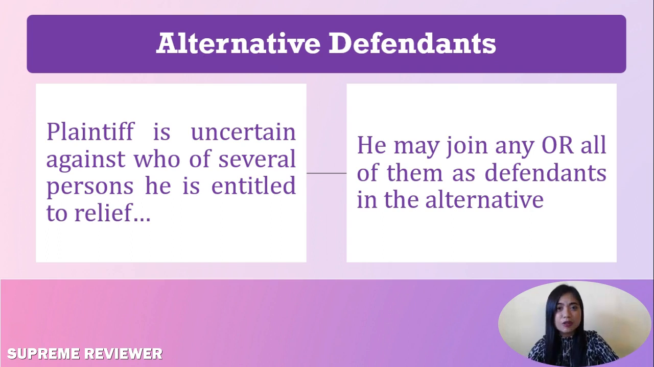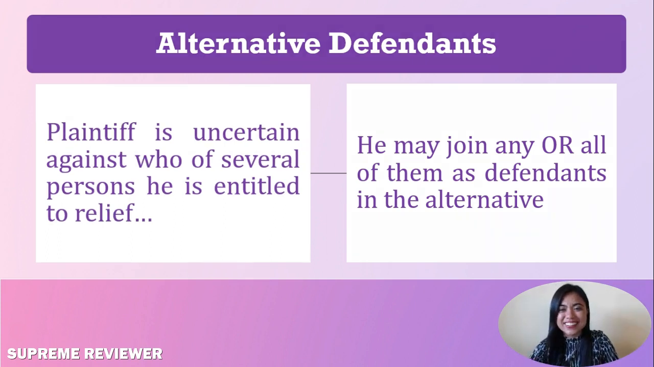So that injured person may file a case against all of the defendants in the alternative, like the driver of the common carrier that he is in, the driver of the other vehicle, the owner of the common carrier that he is in, and the owner of the common carrier of the other vehicle. So that's joining any or all of them as defendants in the alternative, although a right to relief against one may be inconsistent with the right of relief against the other.